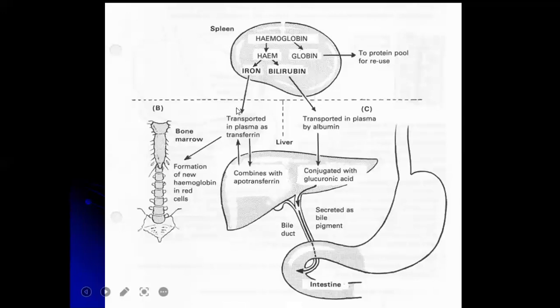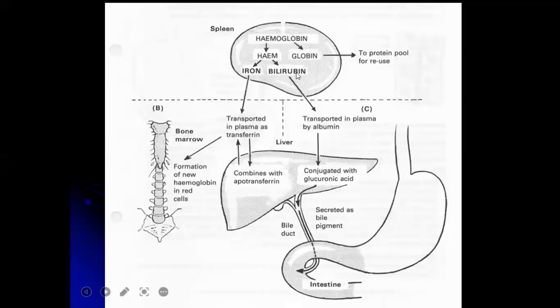Iron, as we have said, is transported in blood plasma as transferrin, which then is stored in liver and bone marrow as apotransferrin, which is a protein, forming ferritin and eventually hemosiderin if it's in excess. And this is what is recycled in formation of hemoglobin in bone marrow.